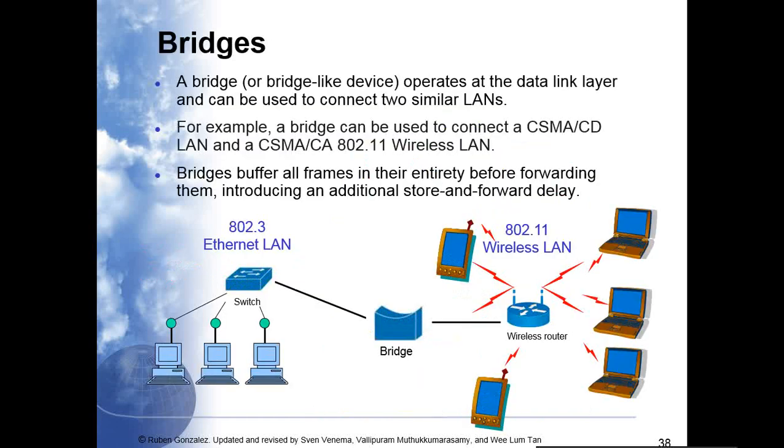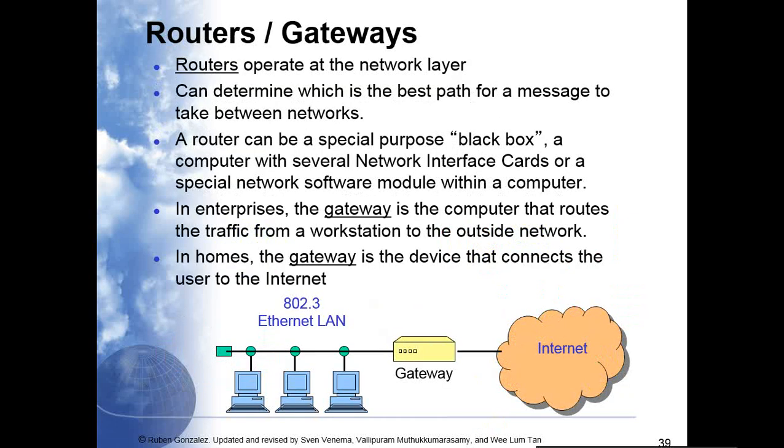Bridges or bridge-like devices operate at the data link layer. You can use them to connect two similar local area networks, CSMA-CD to CSMA-CA, for example. The problem with bridges is that they have to buffer all the frames because they're connecting two different networks, so they can be overloaded. If you have too much information coming in, you can't store it all, and you're going to lose packets or frames. There's also a delay.